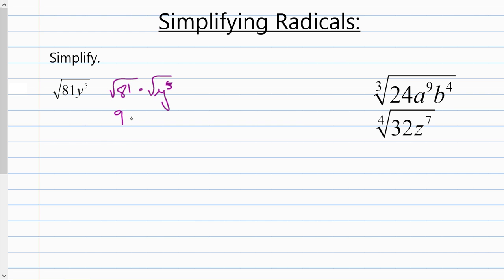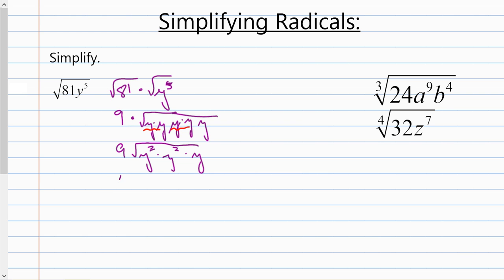But the square root of y to the 5th, I would like to break this down into pieces. So y to the 5th, you could think of it as y, 5 of them. And since my index is 2, I'm looking for groups of 2 y's. So here's a group of 2 y's and here's a group of 2 y's. So really how I'd like to write this is my 9 here, and I've got the square root of y squared and y squared and y.